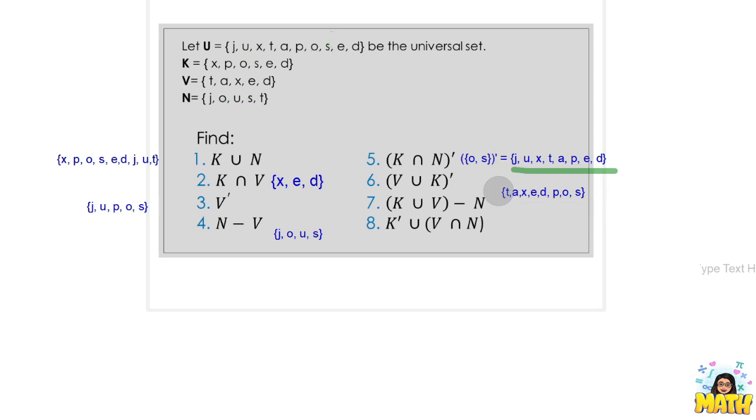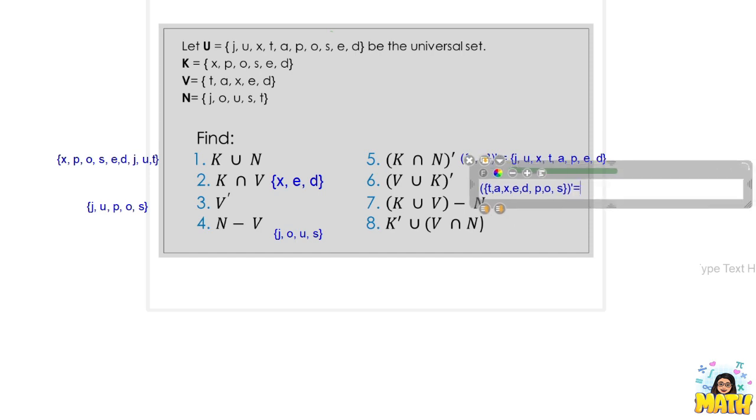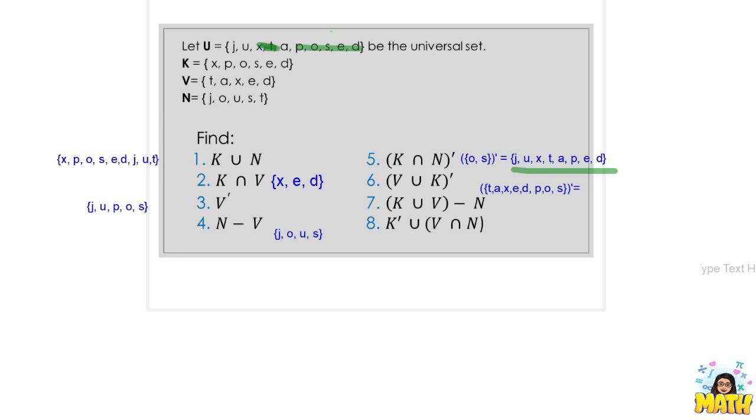So ano naman ang complement nito? Ano yung nasa universal set na hindi pa kasama dito? We have P, O, S, A, T, meron na rin T, A, X. Ang natitira na lang na complement ay J and U. This is the final answer for this one.